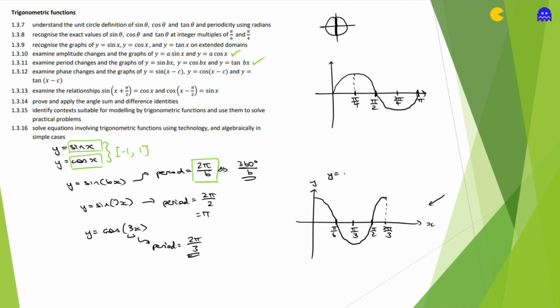This is the graph of y equals cosine 3x, and it'll have an amplitude of 1. This is the graph of y equals sine 2x, which equally will have an amplitude of 1, but a period of pi.